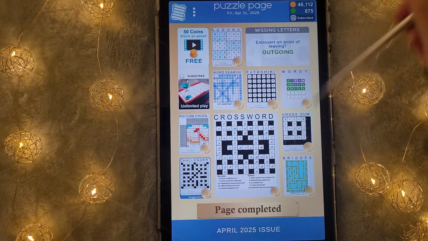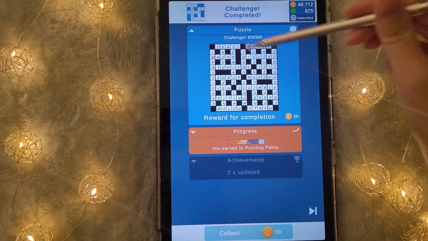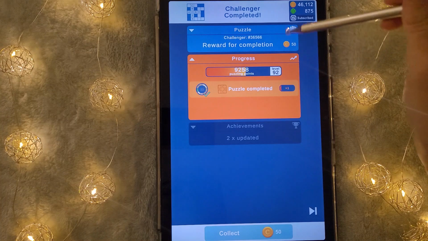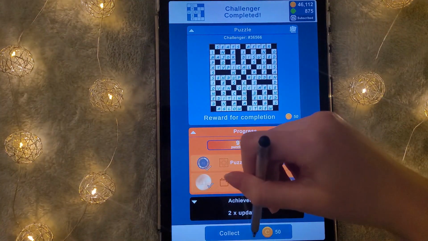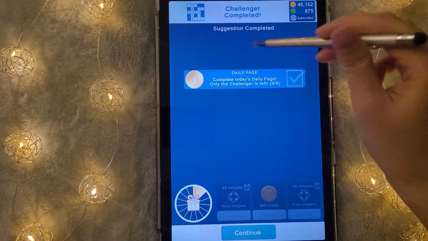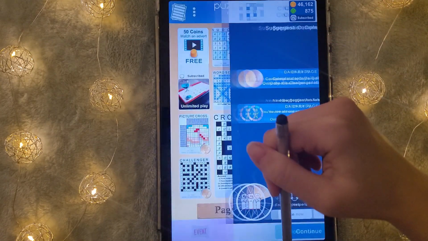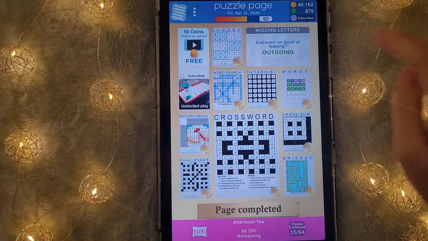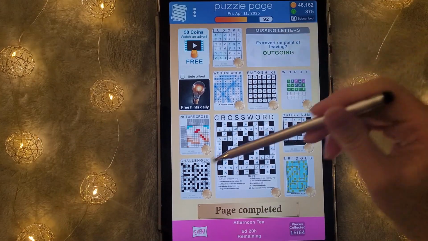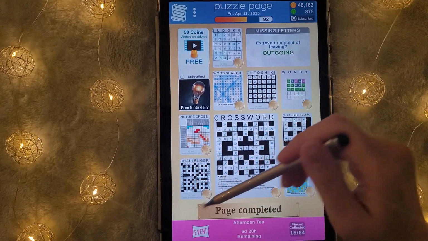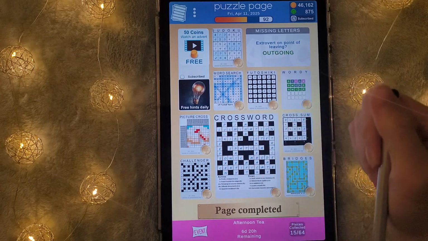And there we go. We now have our full page complete. And we collected 50 coins for this puzzle. Here we go. I enjoyed that page. I feel like that one was pretty fun, not too difficult. I think the only place I really got stumped was the Challenger crossword.